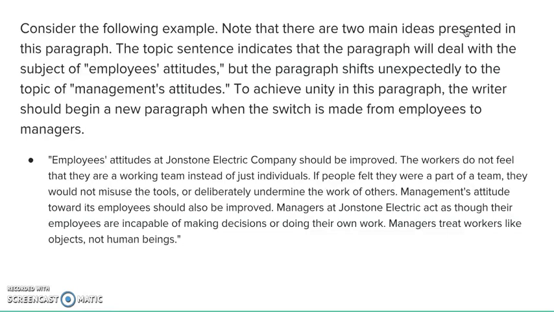So, although this is a paragraph that clearly stays on topic in the sense that it's discussing the issues at Johnstone Electric Company, it's not really unified, because the first half talks about the employees while the second half talks about the managers. So in your own writing, you have to really look at what information you're putting in your body paragraphs and make sure that they're unified, that it's one specific topic.